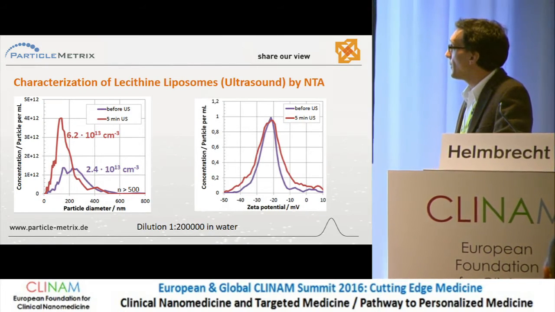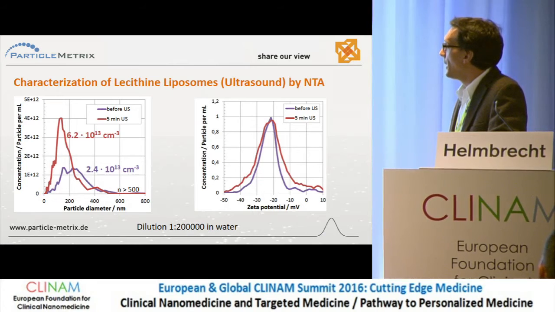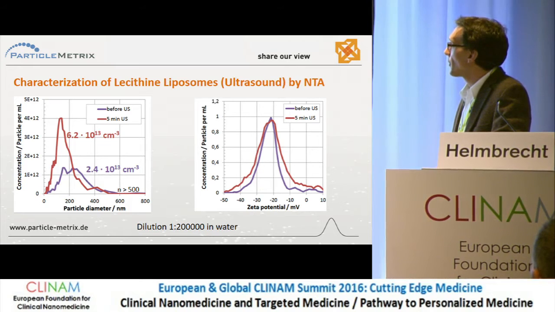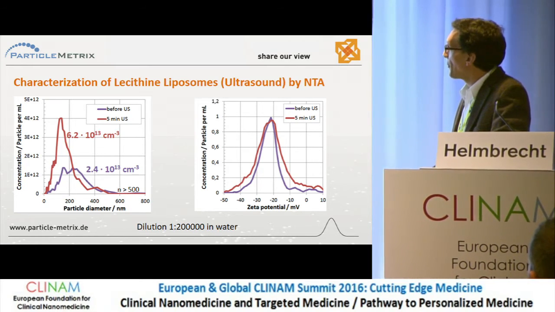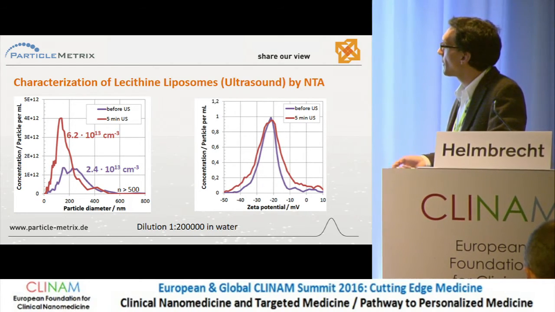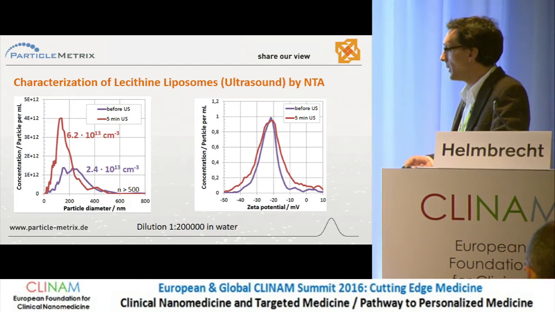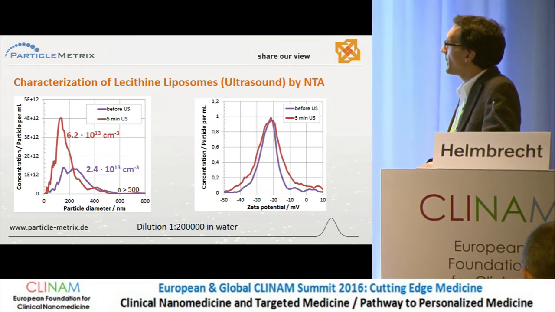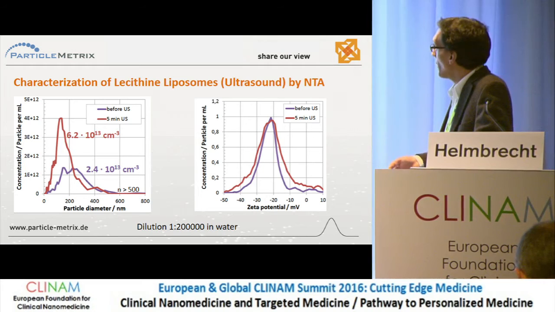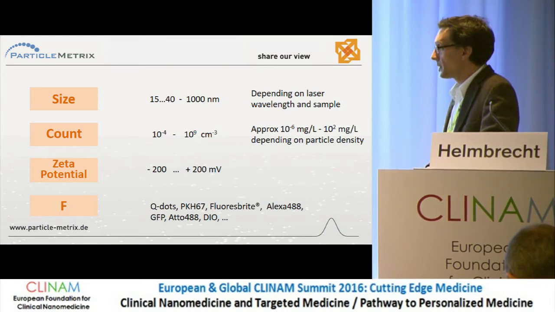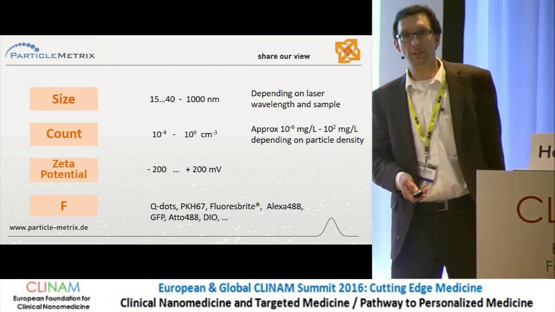And this is very nice for the characterization of liposomes. In this case, the red curve was just the fresh liposome with no ultrasound, and the blue one was before ultrasound. You see that you have a peak around 200, 300 nanometers. And as soon as you make a nice homogenization, you increase the concentration of the small ones because the larger ones break up. And the Zeta potential is stable over this process. So this is a multi-parameter technique: you can do the size, the count, Zeta potential, and the fluorescence. And with having said this, I'm happy to receive your questions.